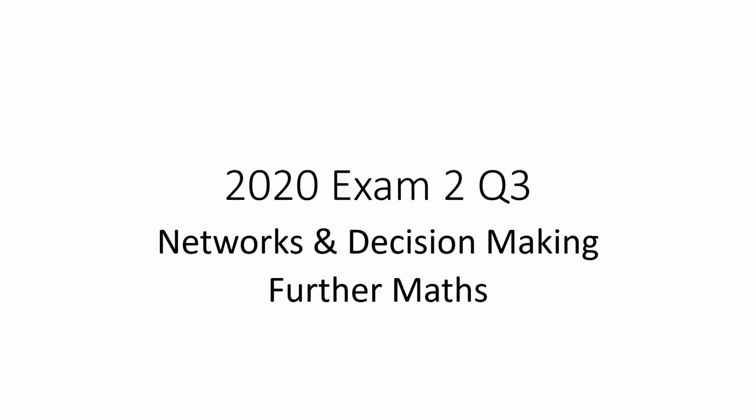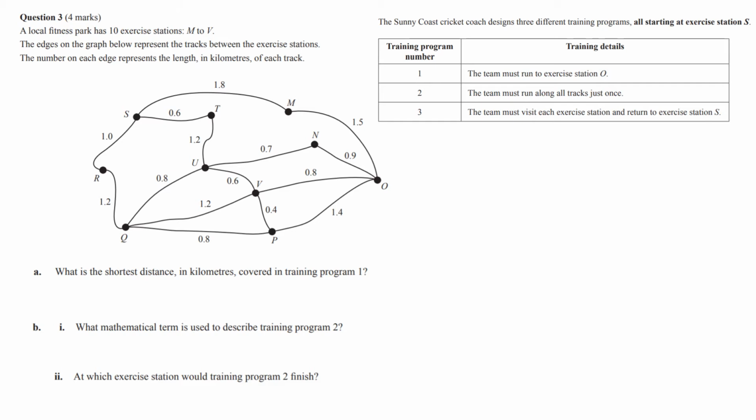2020 Exam 2, Question 3, Networks and Decision Making. Okay, so we've got this graph here and we've got all these training programs. All of them must start at exercise station S, which is here. And it says, what is the shortest distance covered by training program 1?